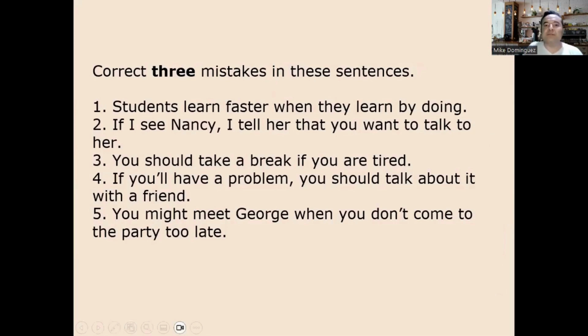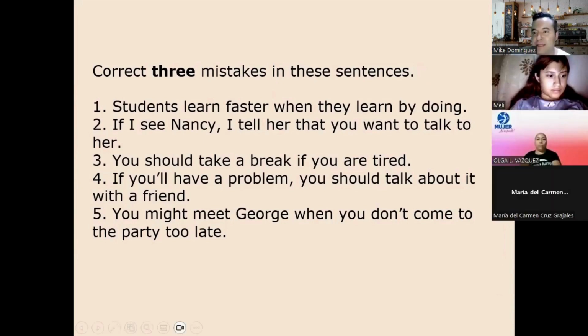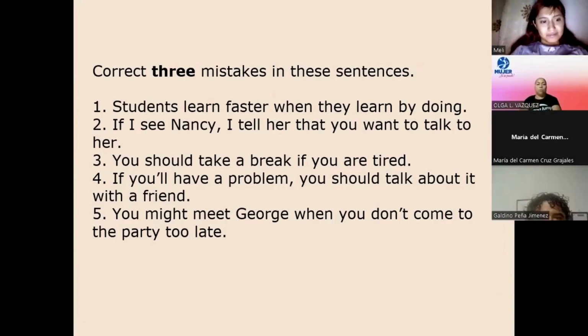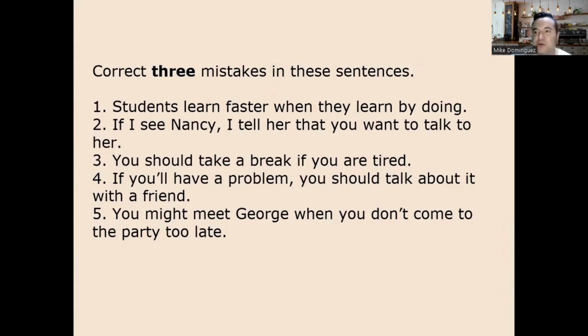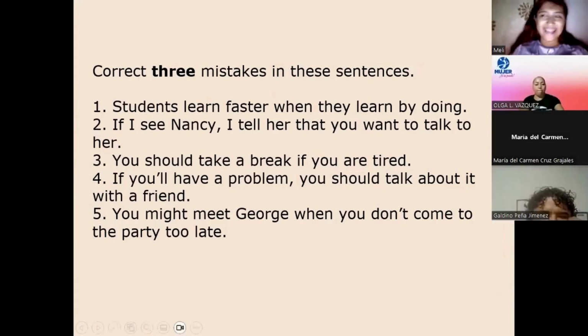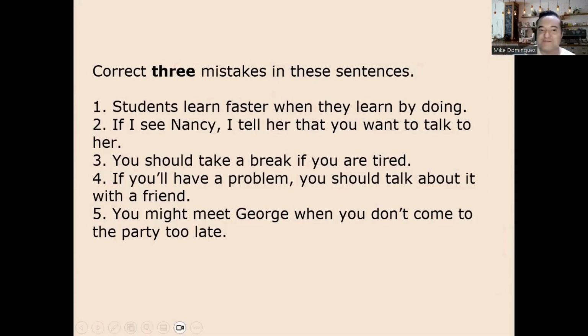Correct the three mistakes in these sentences, okay? Number 1, Nino. Number 2, Meli. Number 3, Olga. Number 4, Mary. And number 5, Meli. Le vamos a dar dos a Meli. For the new university student. Como regalo de welcome to the university.